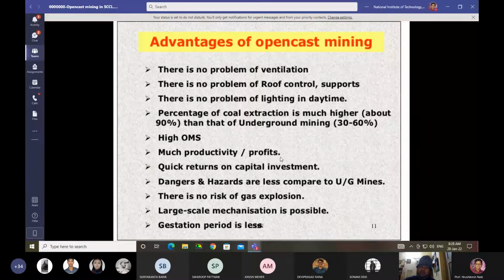And you get quick returns on capital investment. Whatever money you have spent for purchase of the equipments, you'll get back your money very quickly. Quick returns on capital investment. And dangers and hazards are very less compared to the underground mines. Dangers and hazards are not there in open cast mines compared to the underground mines. Whereas in underground mines, a lot of hazards are there.